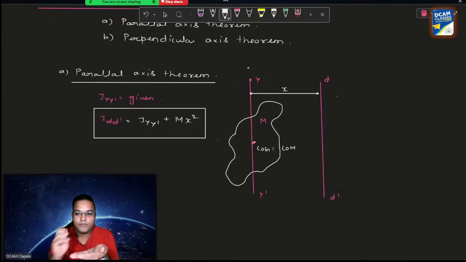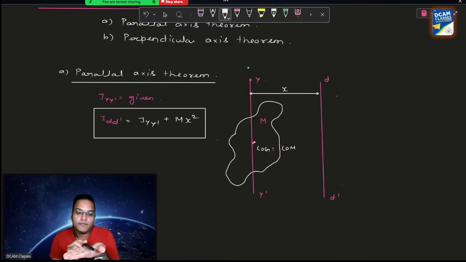But now, suppose Shyama says something else. Shyama says that I won't have the axis perpendicular to the body. I want to have the axis passing through the center of gravity of the body along your hand, along the palm, like this. Will the parallel axis theorem still hold?